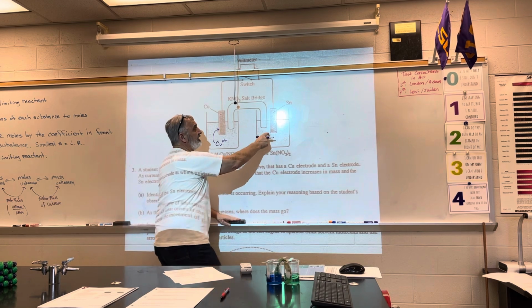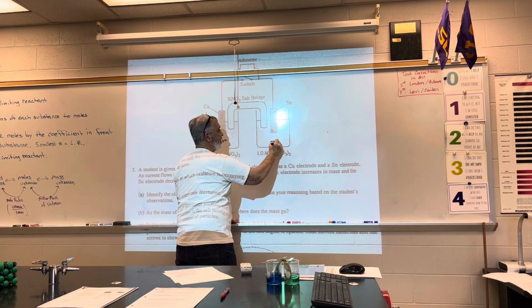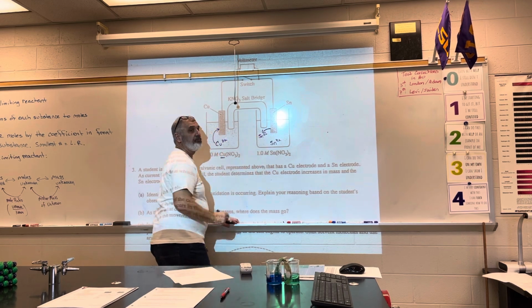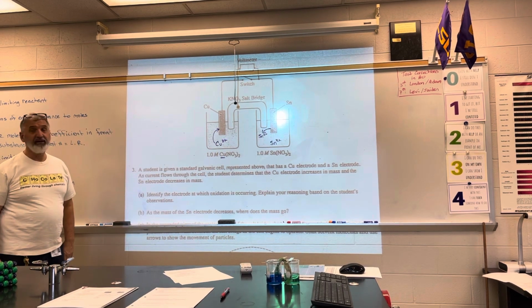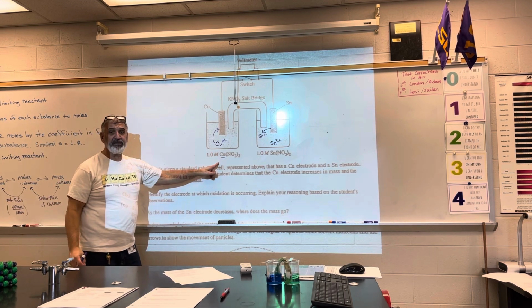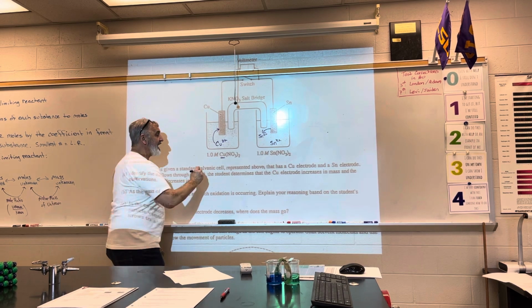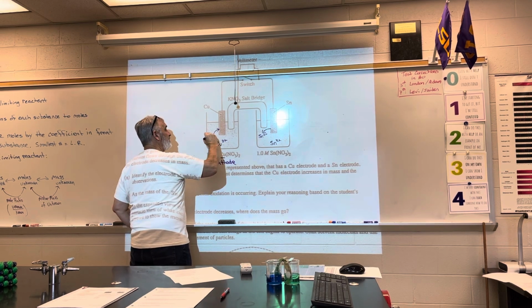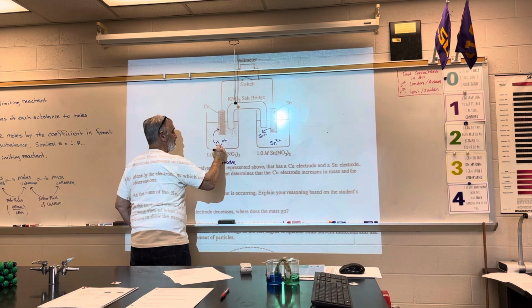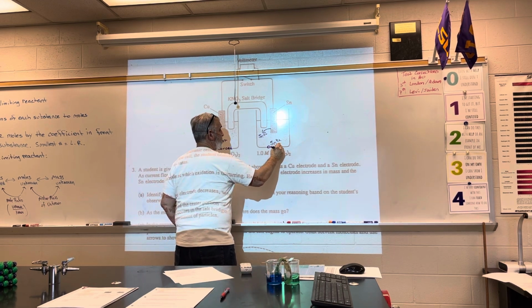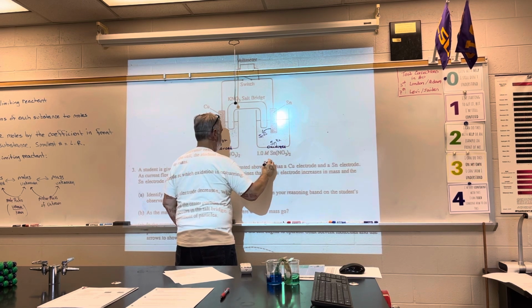So what's happening over here? The Sn is going into solution. Okay, very good. So therefore the Sn is being oxidized. So what electrode is this going to be then? Somebody else. Okay, it's going to be the cathode because this is where reduction is taking place. This is being reduced. This is being oxidized, so this is the anode.